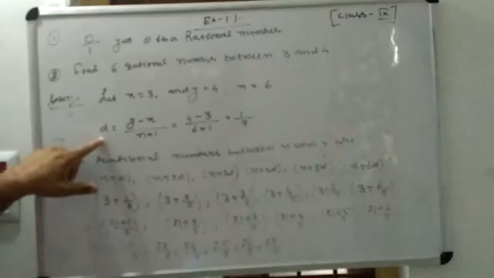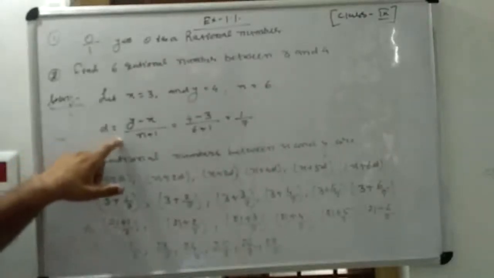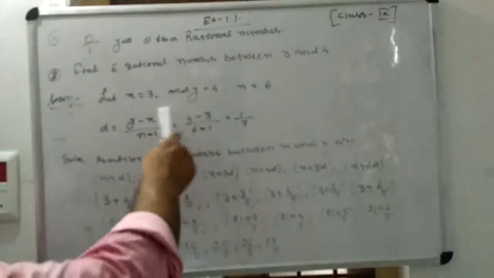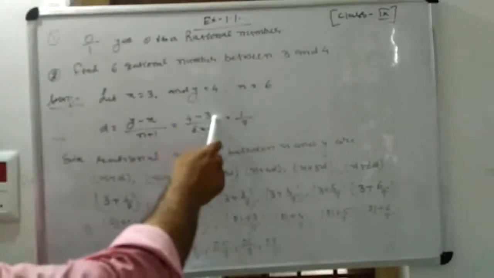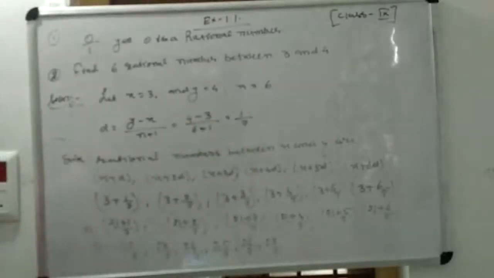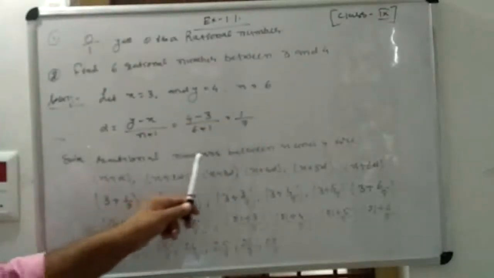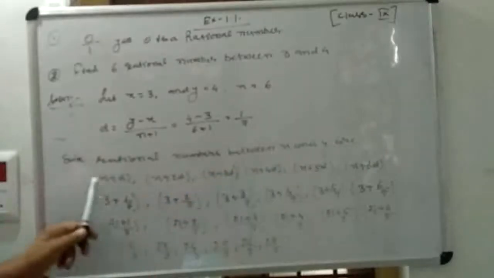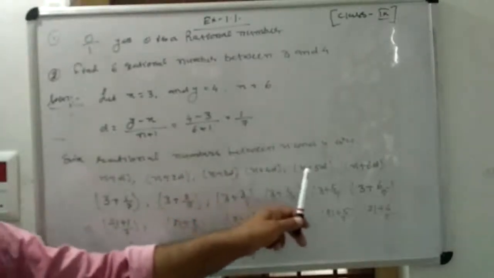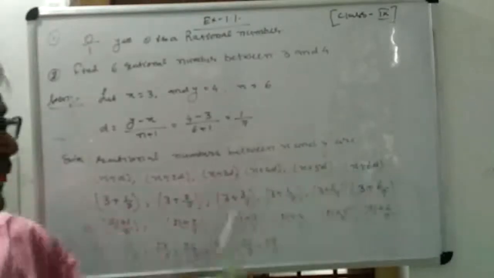Now you apply the formula of d. d equals (y minus x) by (n plus 1), that is 4 minus 3 by 6 plus 1, which is 1 by 7. Now the 6 rational numbers between x and y are x plus d, x plus 2d, x plus 3d, x plus 4d, x plus 5d, x plus 6d.